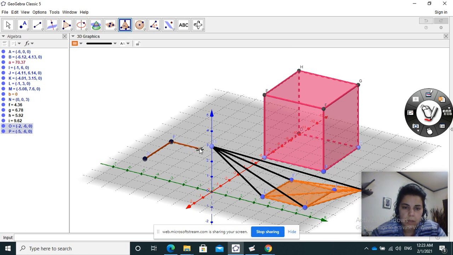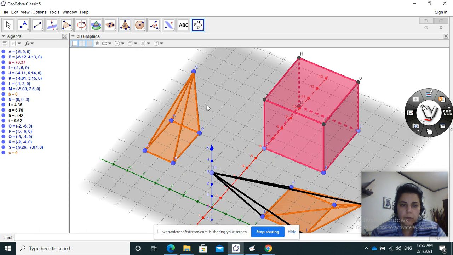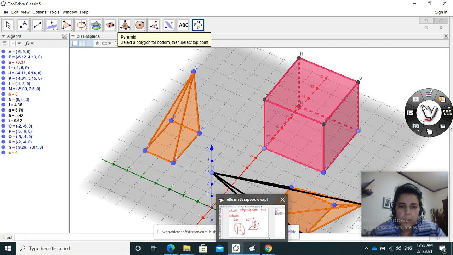Let's try to do it again. And I should take points to do it. Anyway, so this is my pyramid.